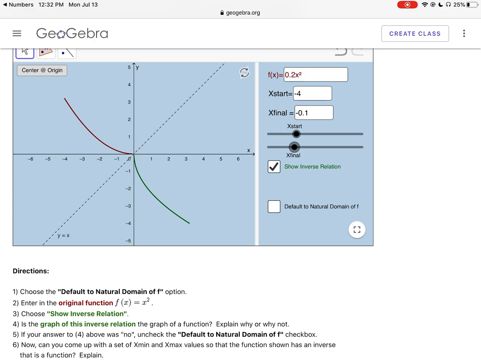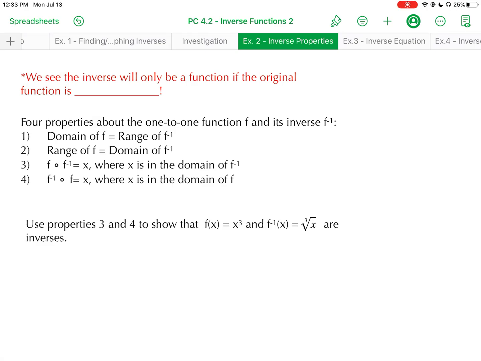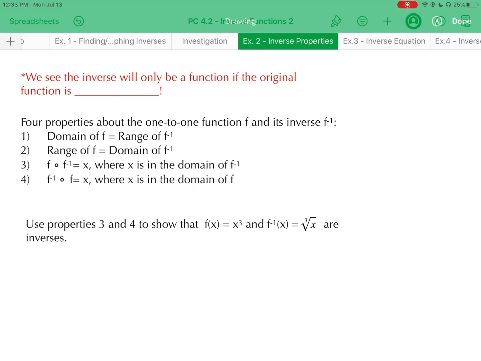And I hope what you're noticing is that the only way the inverse is going to be a function is if the original function is a one-to-one function. It's been a while since we talked about one-to-one functions, but recall those are functions that pass both the vertical and horizontal line tests. It means there's no repeat x values or y values, okay? So right now red is one-to-one, which means green is one-to-one as well. If I make red not one-to-one, like so, green's not going to be a function, okay? So let's put this in our notes. We see the inverse will only be a function if the original function is one-to-one.